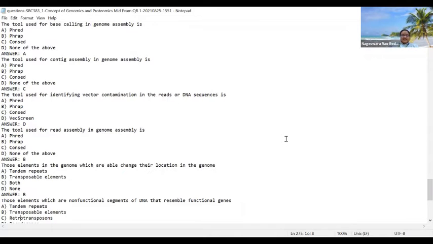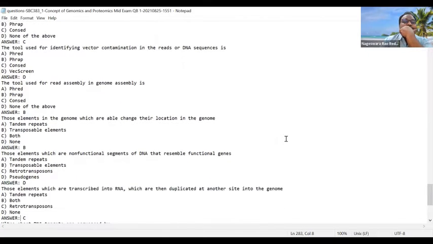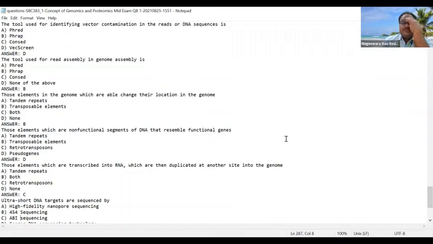Okay, Devika. Yes, sir. What is the tool which is used for identifying vector contamination? Phred, Phrap, Consed, or Vector Screen? Vector Screen, sir. That's the right answer. Charan, what is the tool used for read assembly in genome assembly?